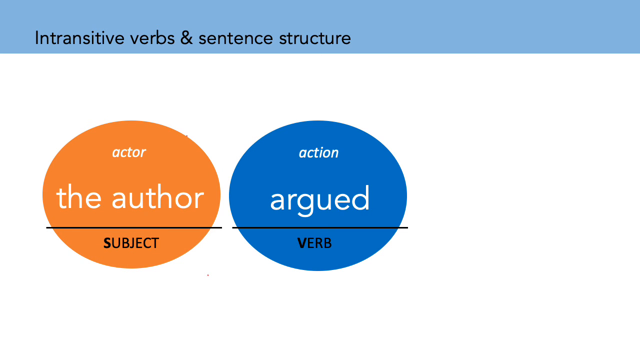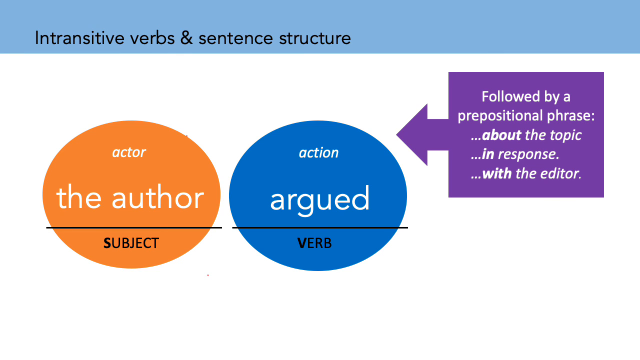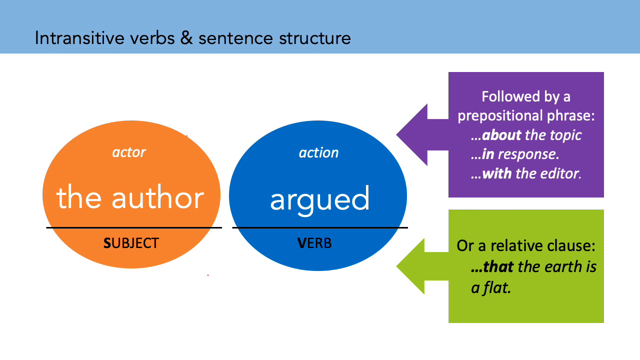You'll find intransitive verbs are common in academic writing. For example, the author argued, which might be followed by a prepositional phrase, for example, about the topic, or a relative clause can come after, for example, beginning with that, that the earth is flat. So the sentence becomes simply, the author argued that the earth is flat. No object was required after this verb.